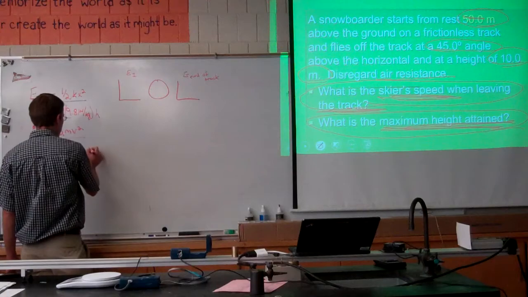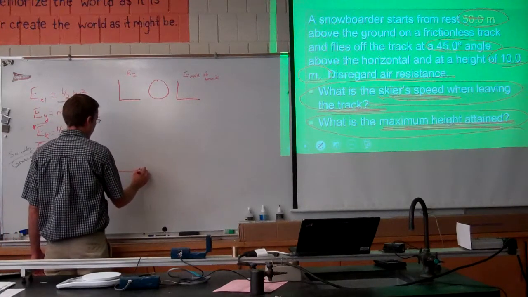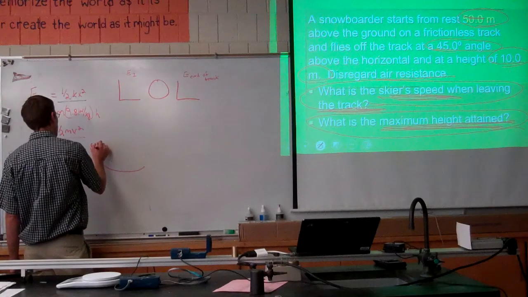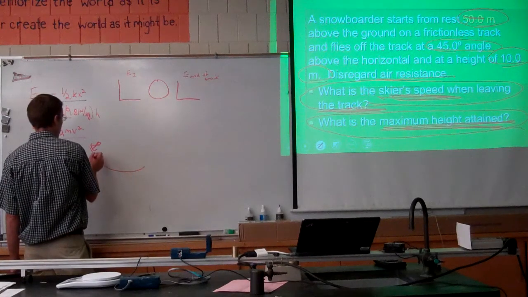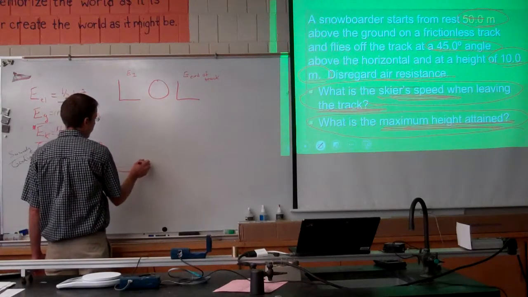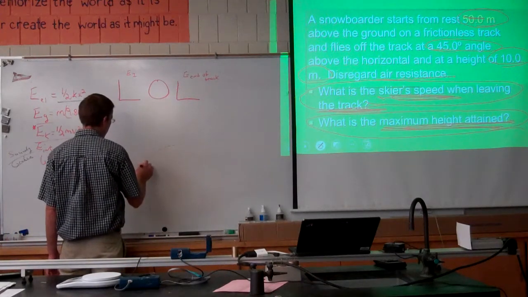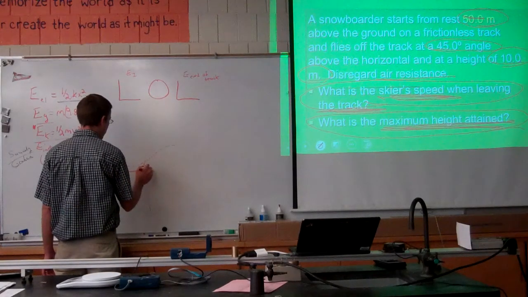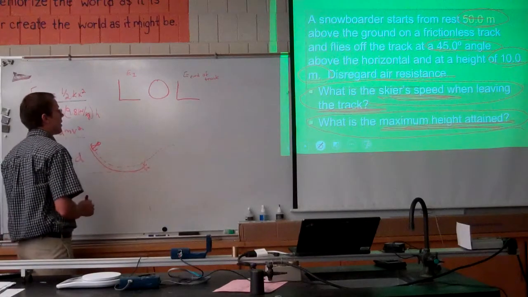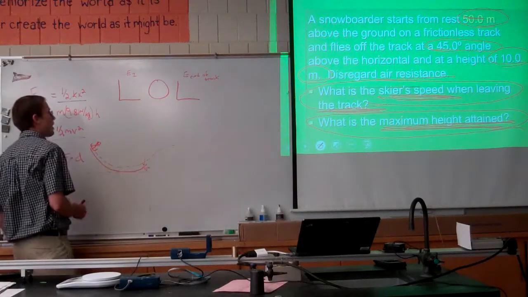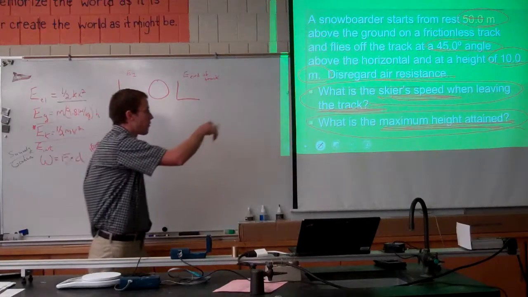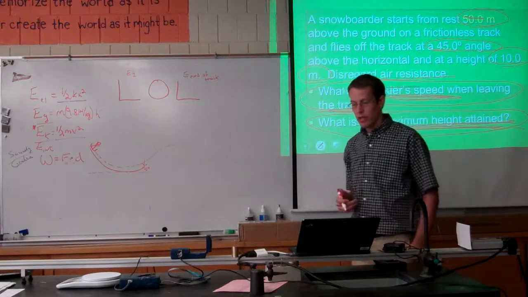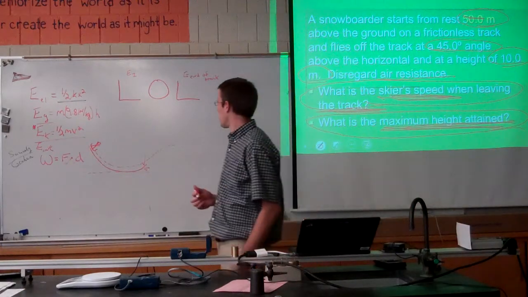So I imagine that it looks something like this. You've got a snowboarder. There they go. You're going to go down the track and fly up. We're looking right there at the end of the track, at 45 degrees above the horizontal. So let's talk about, first of all, what energies. I'm not actually going through the numbers of the problem yet. I'm going to first do the energies. It might seem a little weird, but it'll help us in the long run.